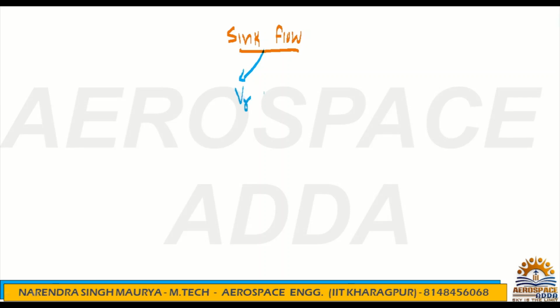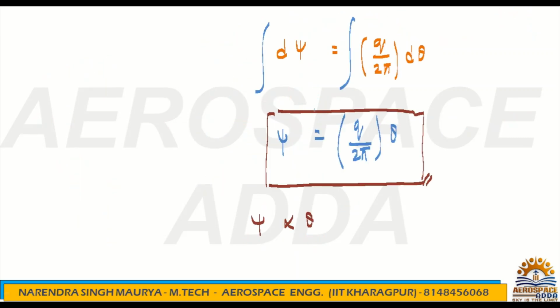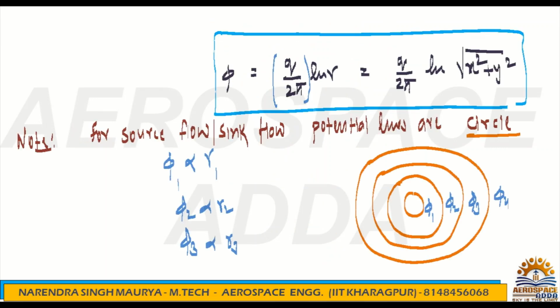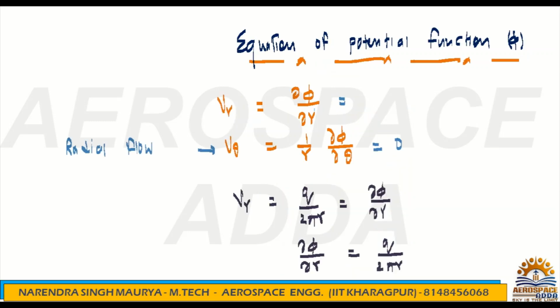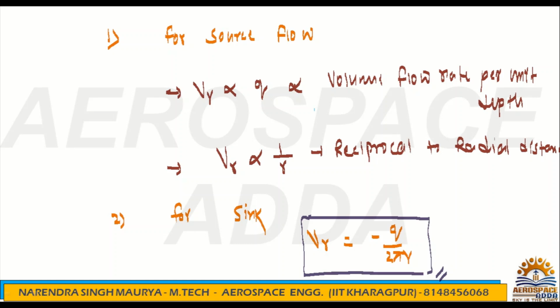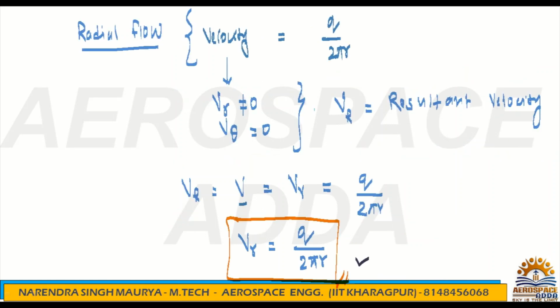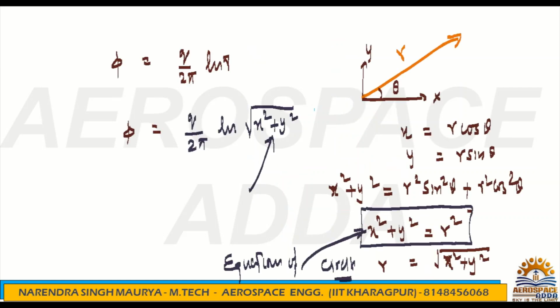Obviously, we'll have VR, that is radial velocity, and it will be minus q upon 2 pi r. Generally, what is the radial velocity? That radial velocity will be q upon 2 pi r. You have proved it, no? Just now you have proved, q upon 2 pi r, that is nothing but radial velocity here. So positive will be for the source and negative will be for the sink. So minus q upon 2 pi r will be the radial velocity.